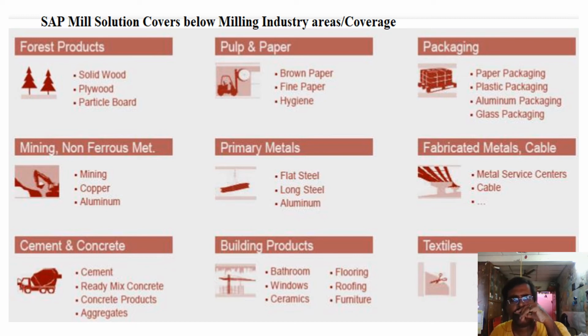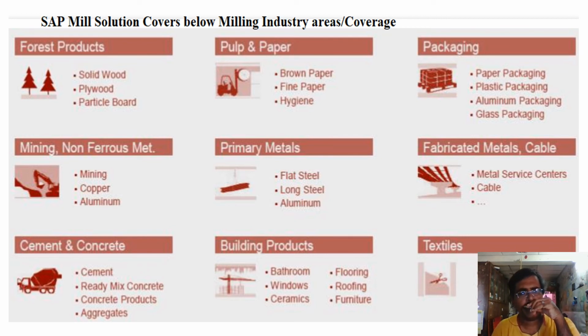Coming to the mining and non-ferrous metal industry, we have the mining solution, that is copper, aluminum, iron, steel, and a lot of things. Ferrous material is iron and related materials, and non-ferrous is copper and aluminium. And primary metals, that is flat steel, long steel, aluminium, are considered primary metals which can be covered under the SAP S/4HANA mill solutions. Then fabricated metals and cables, say metal service centers and cables, are also manufactured using the SAP mill solution coverage.